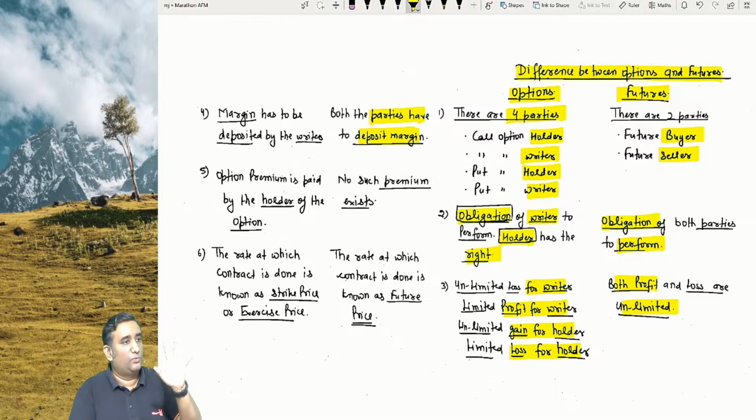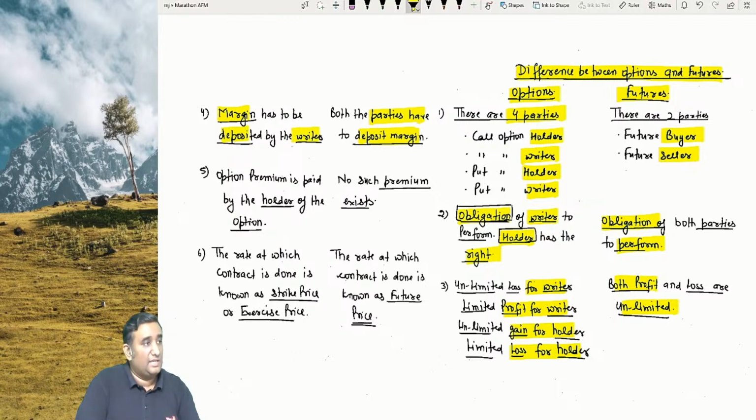14.4 into 80,000 is 11 lakh. That's the contract value. If you do the future contract, there is a possibility he might ask you to deposit 6 lakh as margin. Now, if you become a holder and buy at a premium, you just have to pay the premium. If you become a writer, there is still a possibility they'll ask you to deposit 5.5 lakh as margin. So the writer has to deposit a margin.